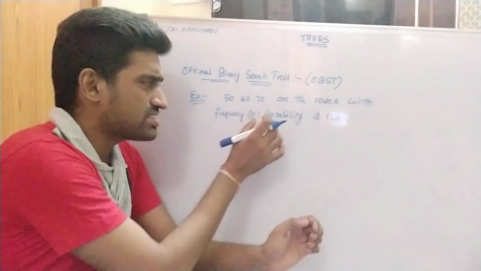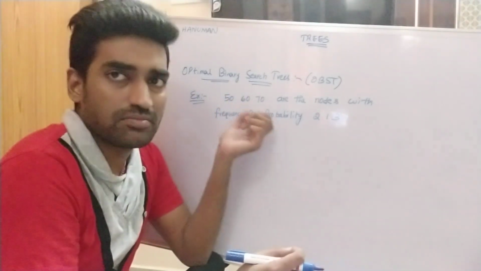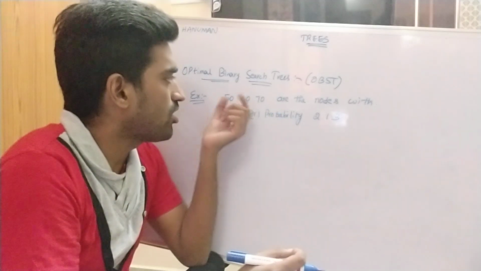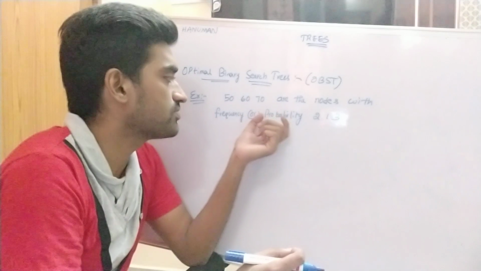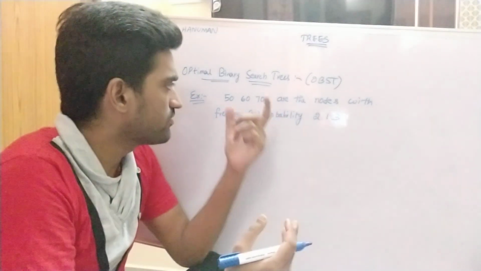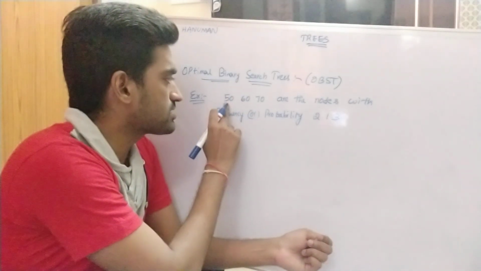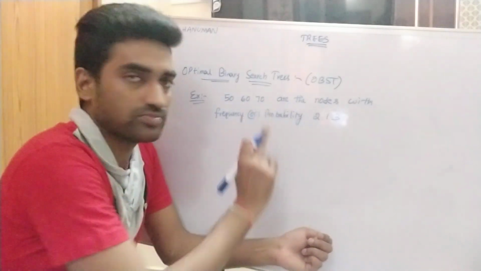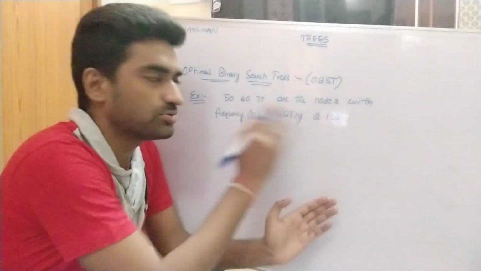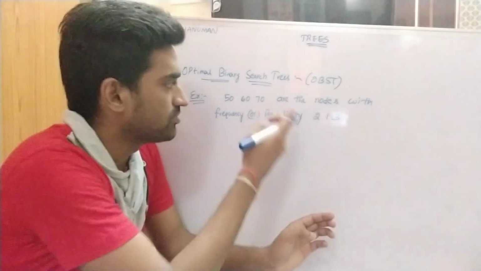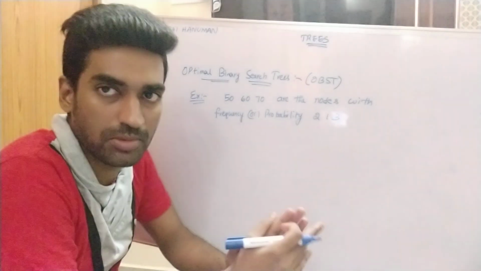What is probability or frequency? After constructing all the elements in a binary search tree, how many times a node is to be searched can be represented with the help of frequency or probability. Suppose I am constructing one binary search tree for these elements. 50's searching frequency is 2. What is the meaning of that? I want to search 50 two times, 60 one time, and 70 three times. That can be represented with the help of frequency or probability.